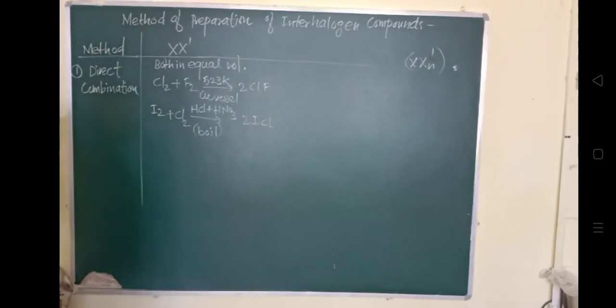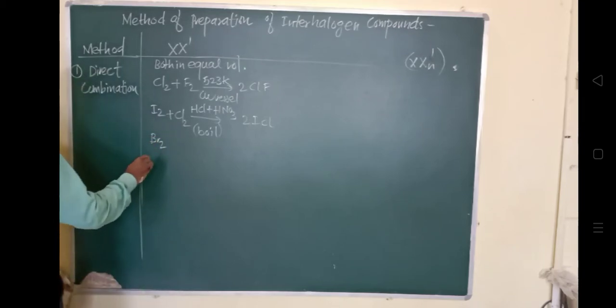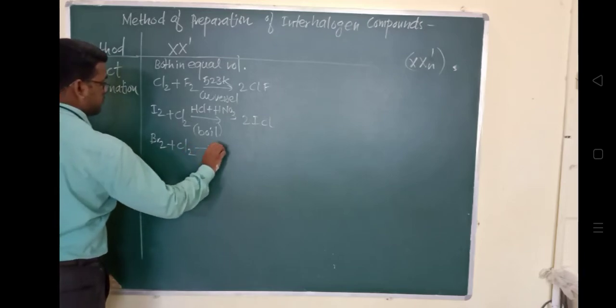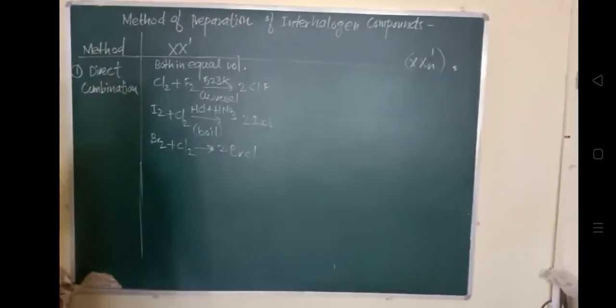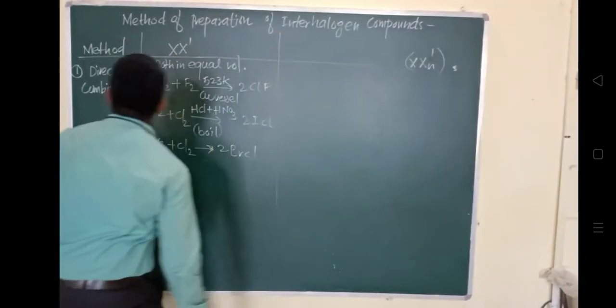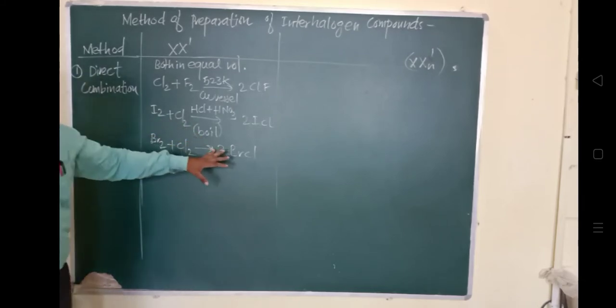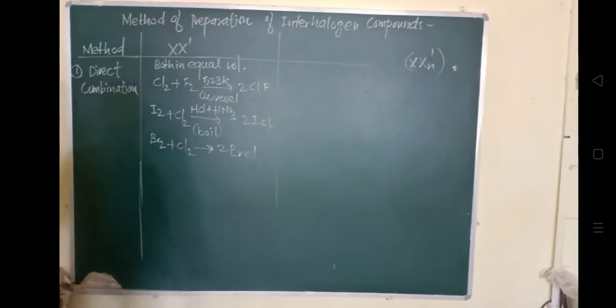Next, when Br2, bromine, is mixed with chlorine, it forms 2 BrCl. So this is what we call the direct combination method, in the presence of some catalyst or some condition.